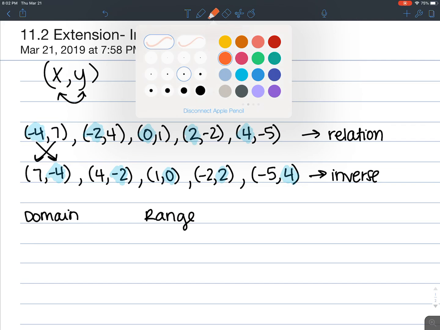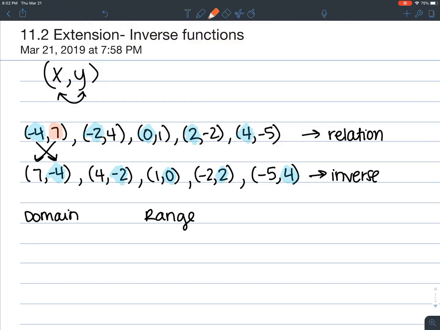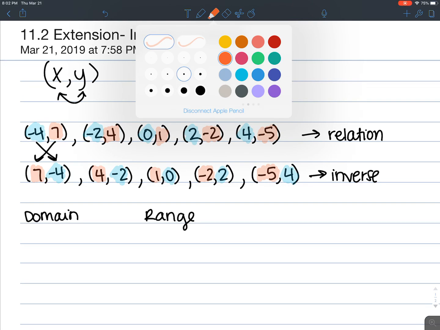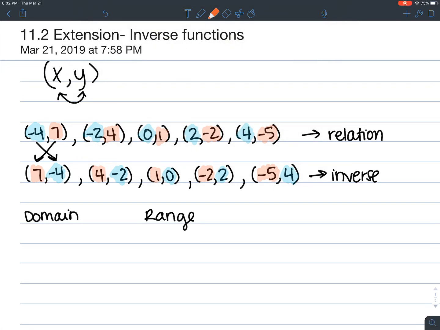Likewise, the range is now in the domain. So we're basically flip-flopping. Whatever the domain was for the original function becomes the range of the inverse, and whatever the range was for the original function switches too, so they are no longer the same for each one, they're the opposite. Okay, so that's when you have a list of points.